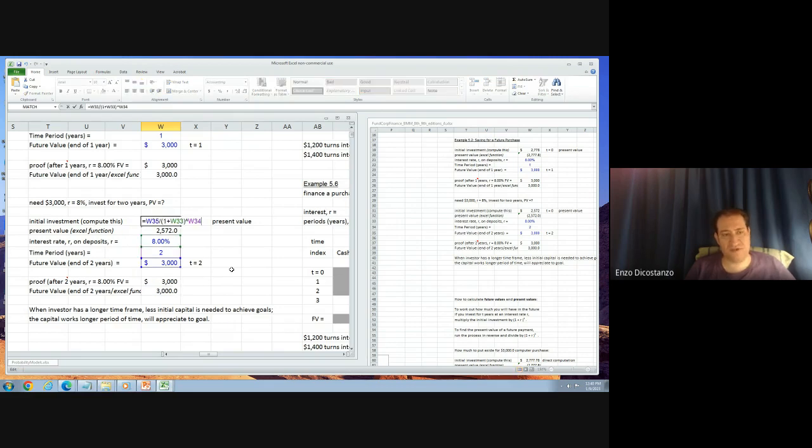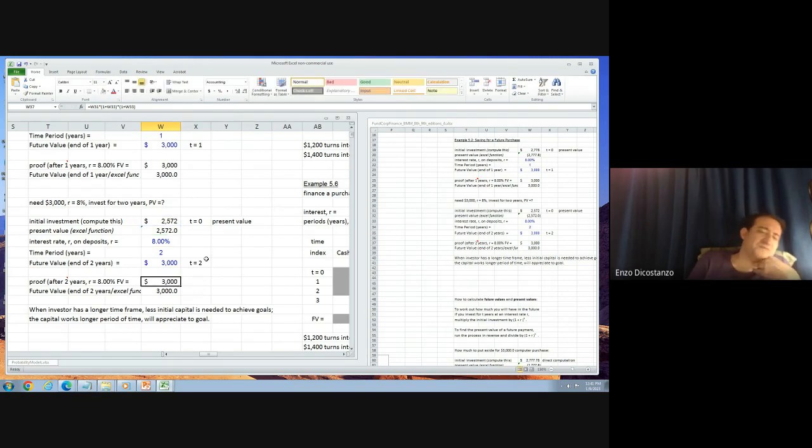It's that formula, right? 3,000 divided by 1 plus 8% to the second power. This is the Excel, right? With all of the appropriate inputs, the 8%, the 2 years, no payments. And you've got to try this stuff. You've got to try it. And this is just 2,572 times 1 plus 8% squared.